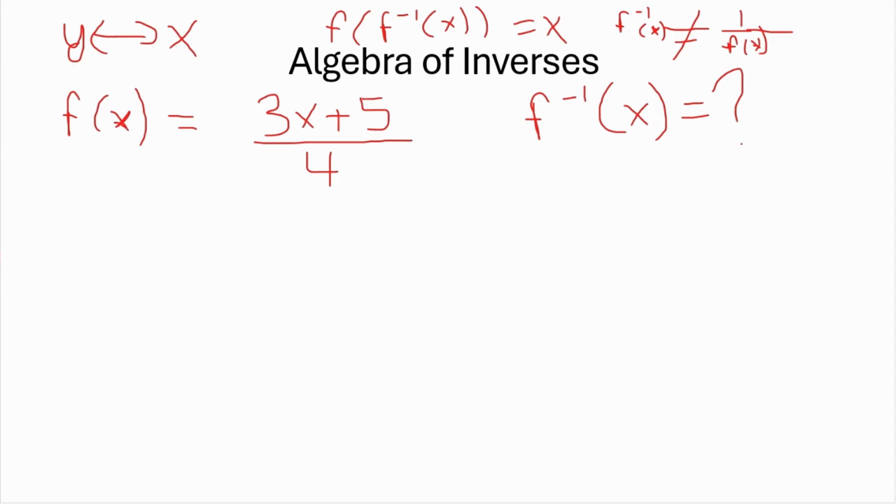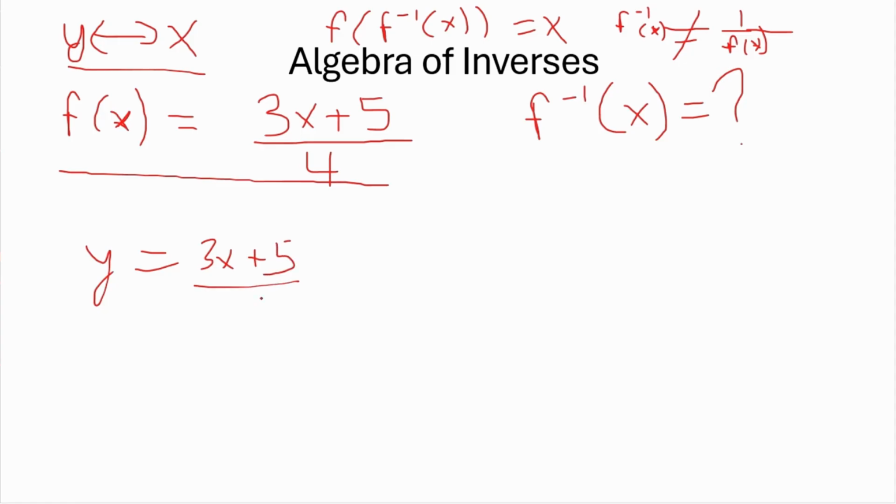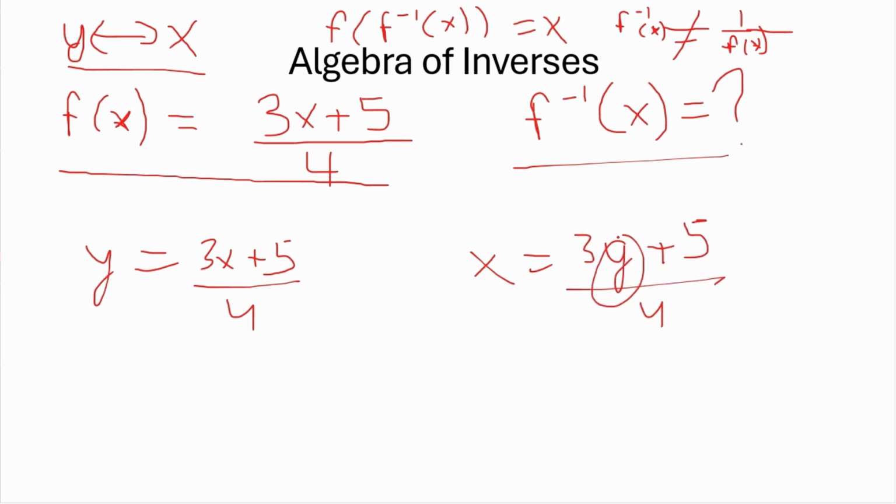With inverses, all you do is flip the y and the x. So if f of x is (3x plus 5) over 4, like y equals (3x plus 5) over 4, then f inverse of x would be x equals (3y plus 5) over 4. And now we solve for y.